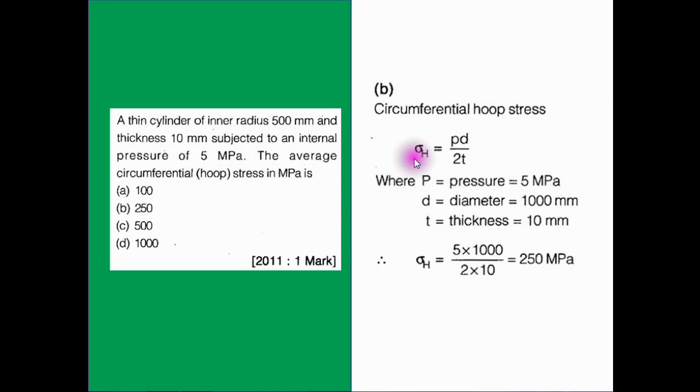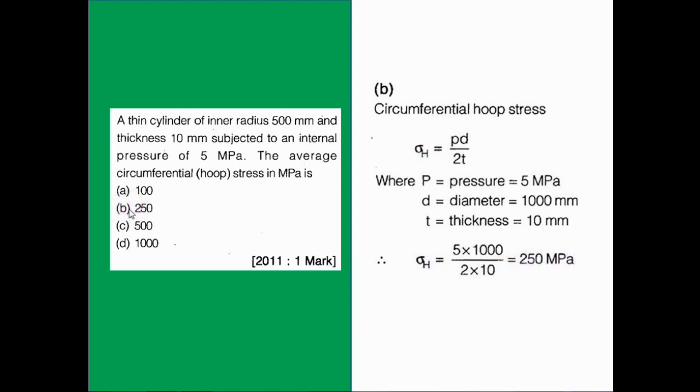A thin cylinder of inner radius 500 mm and thickness 10 mm is subjected to an internal pressure of 5 megapascal. The circumferential stress in megapascal is: circumferential stress or hoop stress is given by the formula PD upon 2T, where P is the pressure, D is the diameter, and T is the thickness. All the three values are given. Substituting these three values, we get hoop stress equal to 250 megapascal.